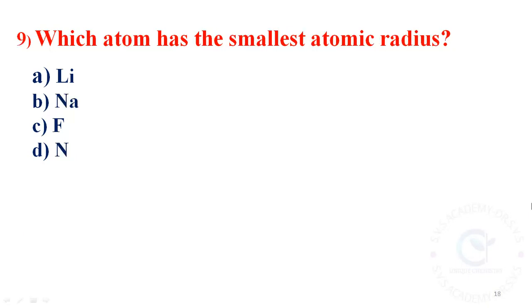Then question number 9. Which atom has the smallest atomic radius? Lithium, sodium, fluorine, nitrogen. Atomic radius decreases from left to right in a periodic table as effective nuclear charge increases. Fluorine is present on the right side of the table, so fluorine is the smallest and answer C is the correct answer.